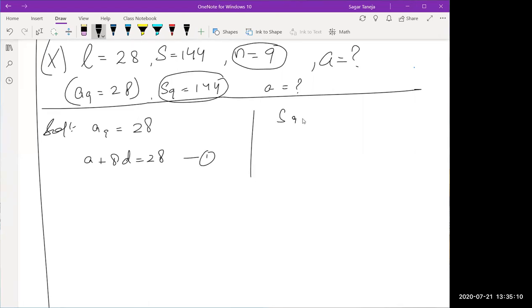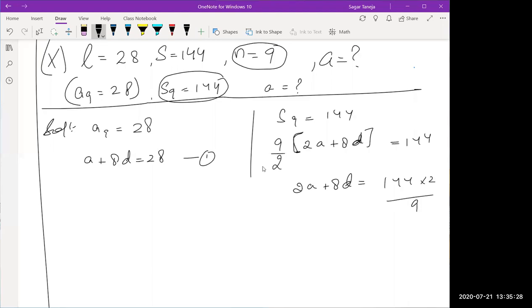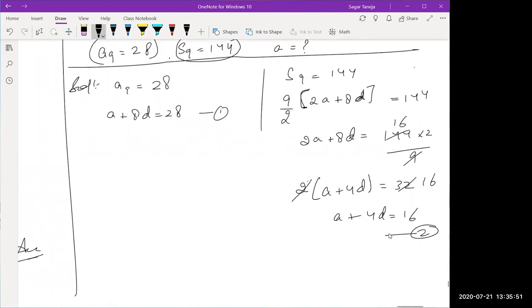Then equation 2, S9. Now 9 by 2, 2a plus 9 minus 1 d, that will be 8d, is equal to 144. So 2a plus 8d is equal to 144 into 2 upon 9. This 2 and 9 will get that side. So this is 16 into 2, 32. And here you can take 2 common. a plus 4d is equal to 32. Then we can cut with this 2. So a plus 4d is 16. This is equation 2. Solve both the equations.